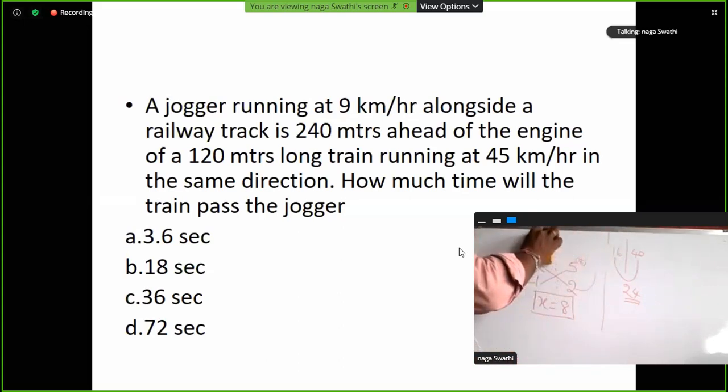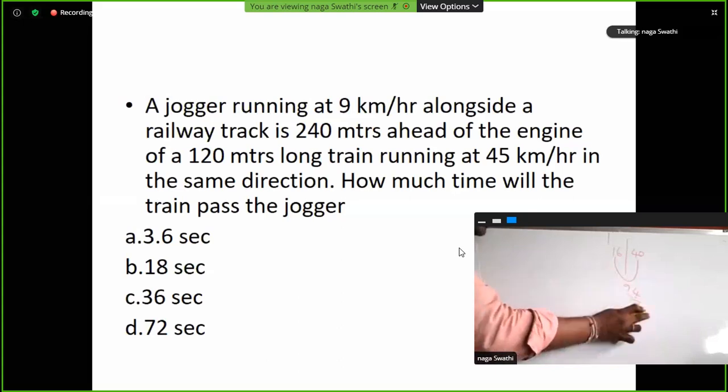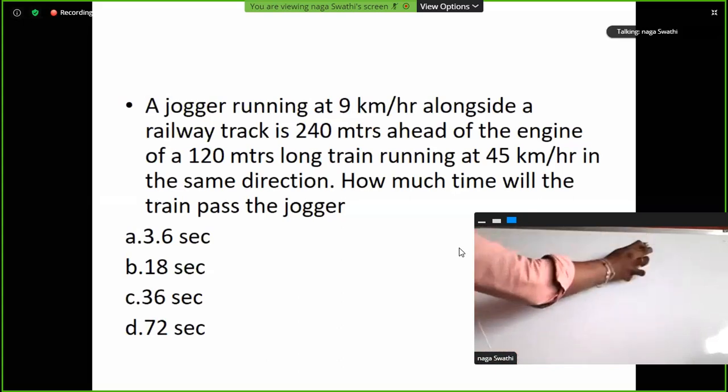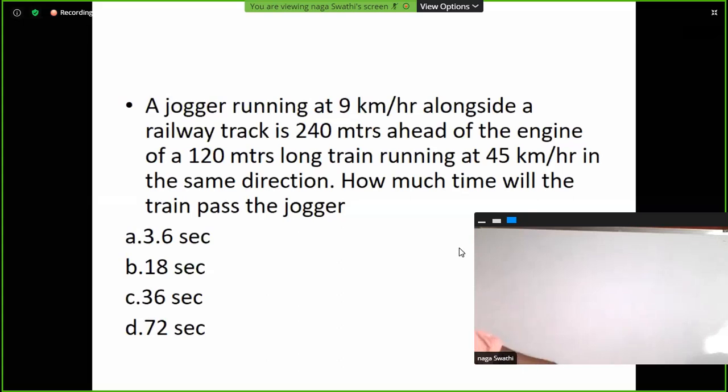Next. This is the question based on relative speed. Already we discussed yesterday. Relative speed. See the question first of all. Here we have three cases. First one, second one, and the third one.